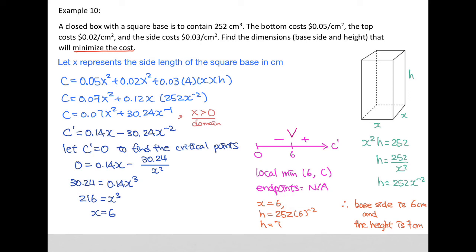Now, let's go back to the question to see what we need to find. It says we need to find the dimensions, but it didn't say we need to find the cost. So all we need to find now is h. We know h is 252 divided by x squared. Substituting 6 for x, you get h equals 7. Therefore, the side length is 6 centimeters and the height of the box is 7 centimeters.